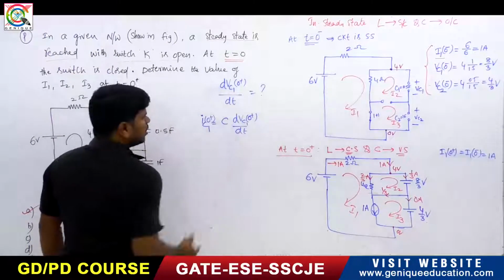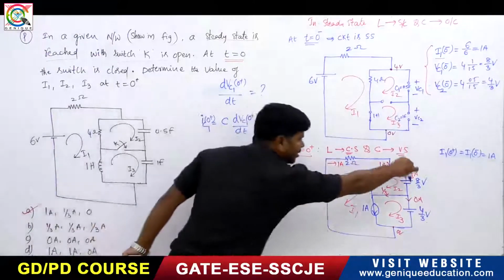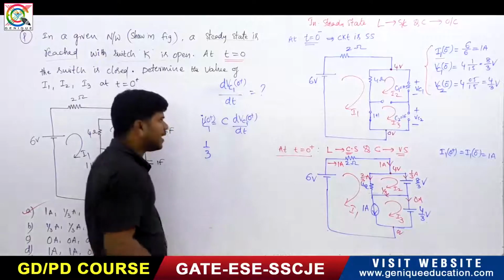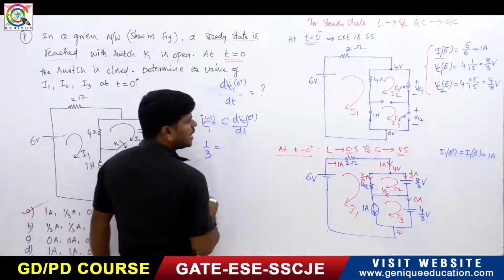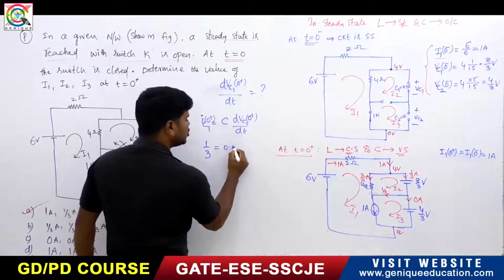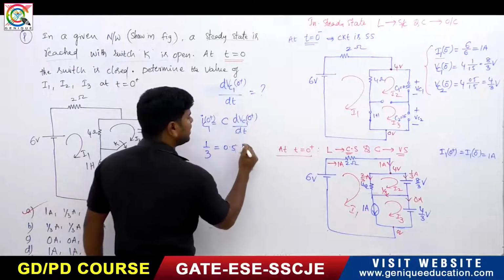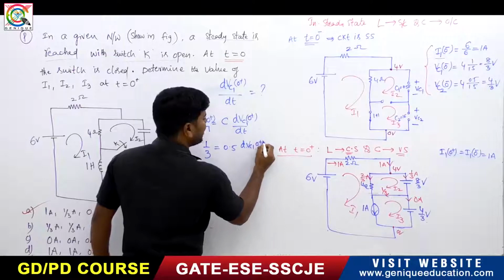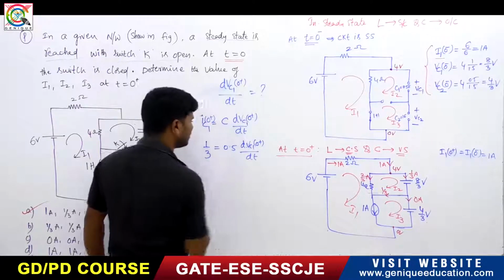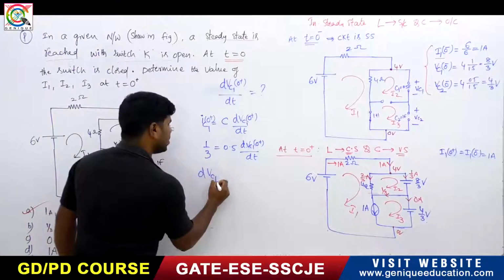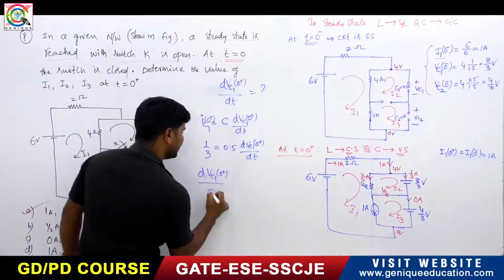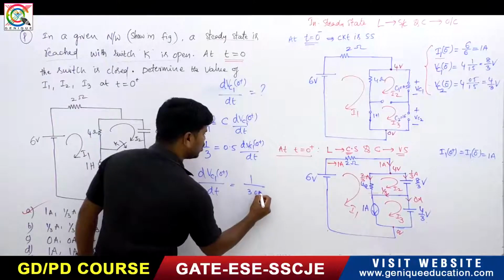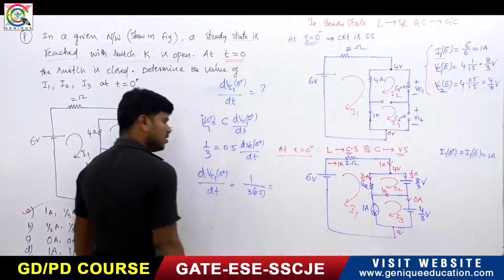This is Vc1. Now what is the current in this capacitor? The first capacitor current is 1 by 3 at t equals 0 plus. So what is the capacitor value? Capacitor is 0.5. Now what is dVc1 of 0 plus divided by dt? It is equal to 1 divided by 3 into 0.5.